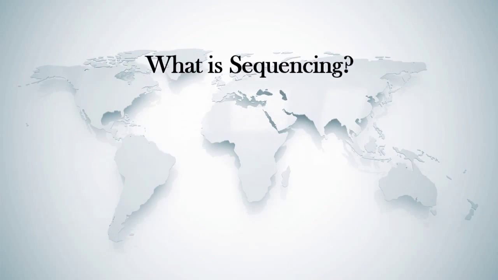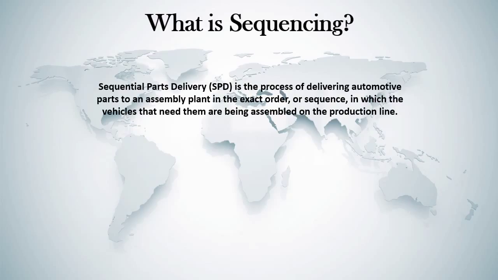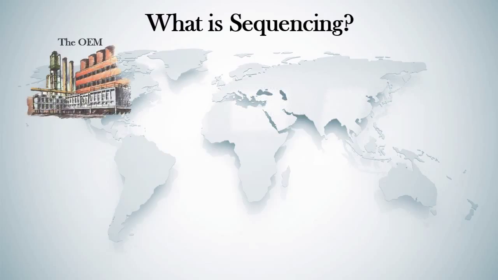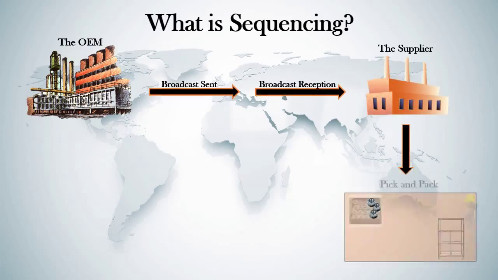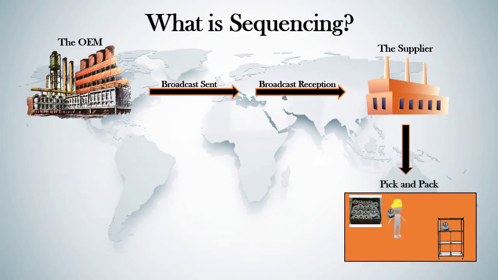Sequential part delivery is the process of delivering automotive parts to an assembly plant in the exact order or sequence in which the vehicles that need them are being assembled on the production line. At a predetermined point in the automotive assembly process, a broadcast signal is sent from the assembly plant to the supplier, who then provides the necessary assemblies, making certain that the assemblies are specific and unique to each vehicle.